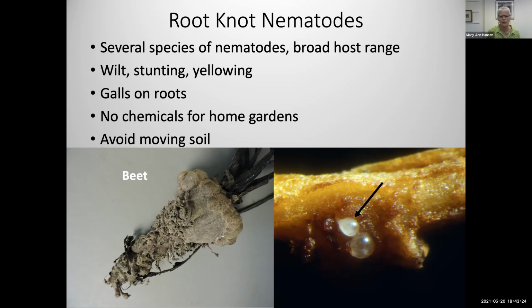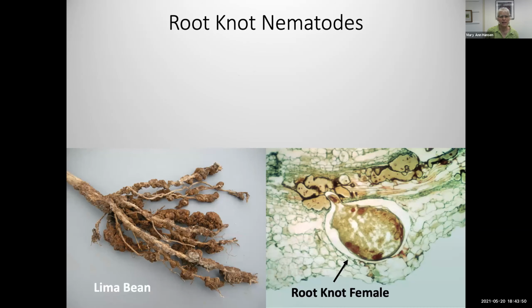And this is another case where it is really important to get a good diagnosis, so you know what you have in your garden and what you have in your soil. And if you get this diagnosis, you want to be very careful about even walking in that infested area and then walking in another area, because you could be carrying soil on your shoes that would contain the females or the eggs. And here you see another picture of root knot nematode on lima bean.